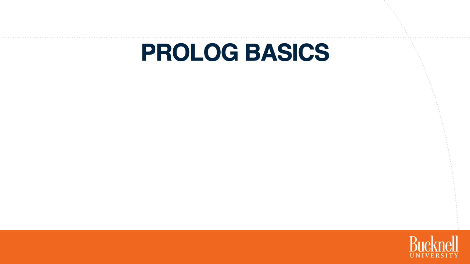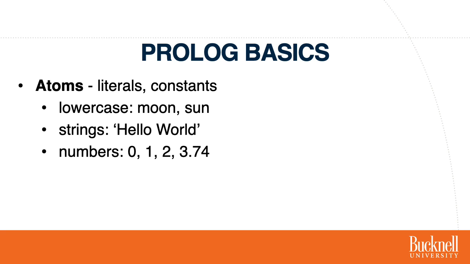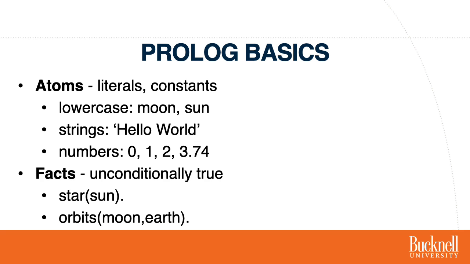The basics of Prolog contain 3 elements. The first is atoms. These are literals, constants. They're represented either by lowercase words, such as moon or sun, strings, that is, things in quotes, such as "hello world", and numbers, including both integers and floating point numbers: 0, 1, 2, 3.74. Prolog also has facts. Facts are statements about the world. They are unconditionally true. You just assert them in your Prolog program. For example, the sun is a star, or the moon orbits the Earth.